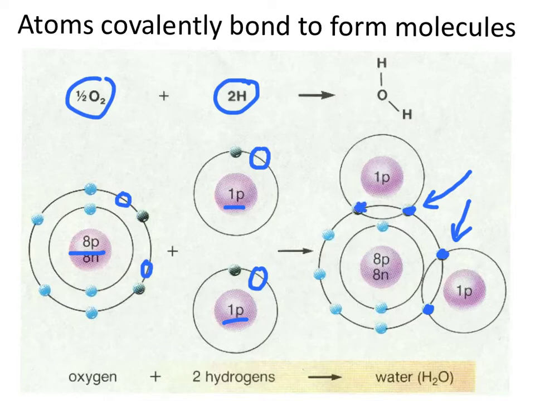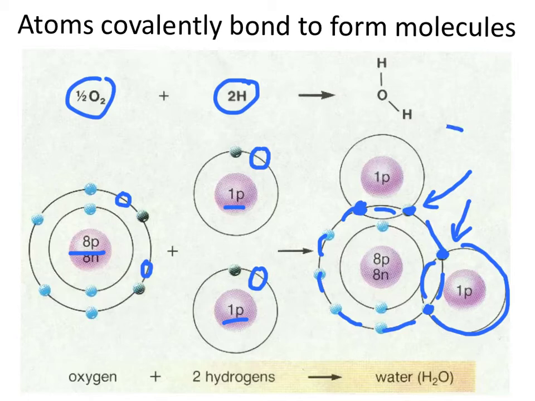And now the hydrogen has 2 electrons in its outer shell, so it's stable. And the oxygen has 1, 2, 3, 4, 5, 6, 7, 8 electrons in its outer shell, so it's stable. And this hydrogen atom as well has 2 electrons in its outer shell, so it's stable. So if all of the atoms hang out with each other and share electrons, then they're stable.